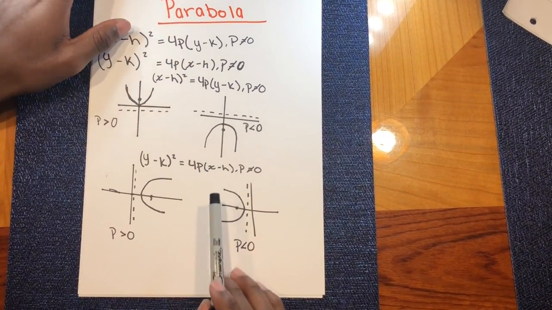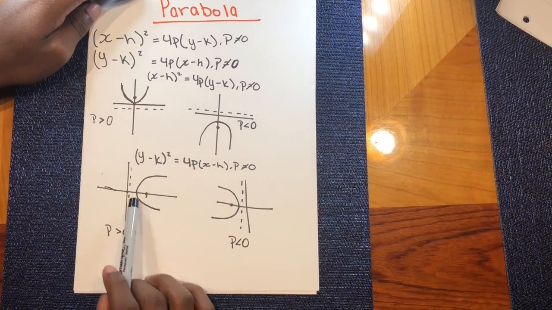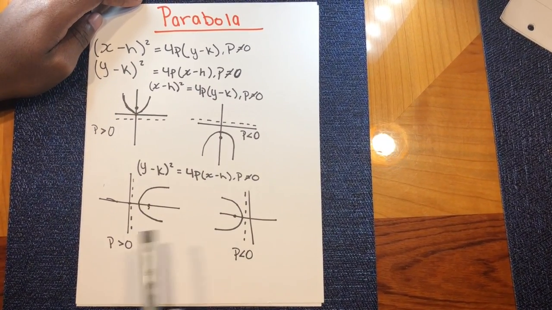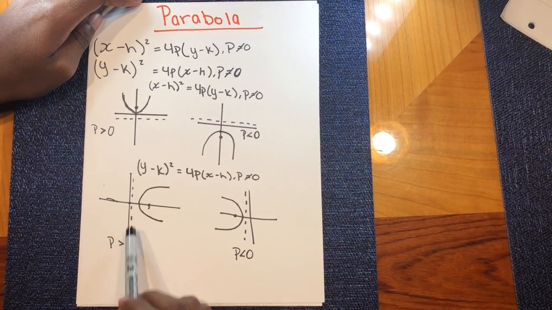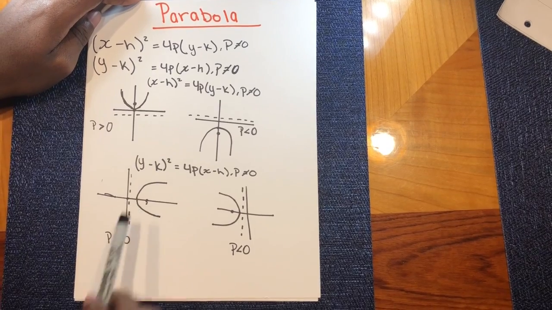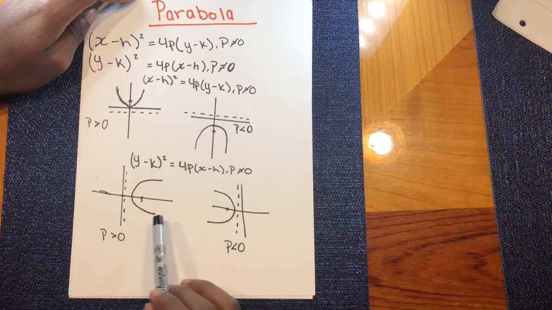When we're talking about our second parent function now, we're looking at these two types of graphs when they open left and right compared to the first two that opened up and down. So when p is greater than 0, our graph is going to be facing to the right, and when p is less than 0, our graph is going to be facing towards the left.